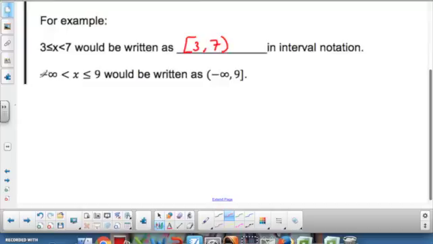This example, negative infinity is less than x, which is less than or equal to 9, would be written as parenthesis negative infinity, again because that negative infinity is not included. And it goes all the way to 9, and that's why we've got a bracket there at that 9.